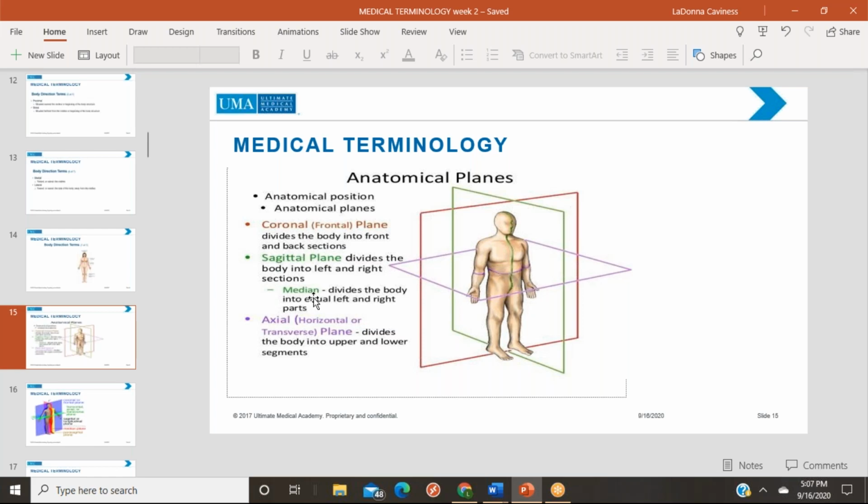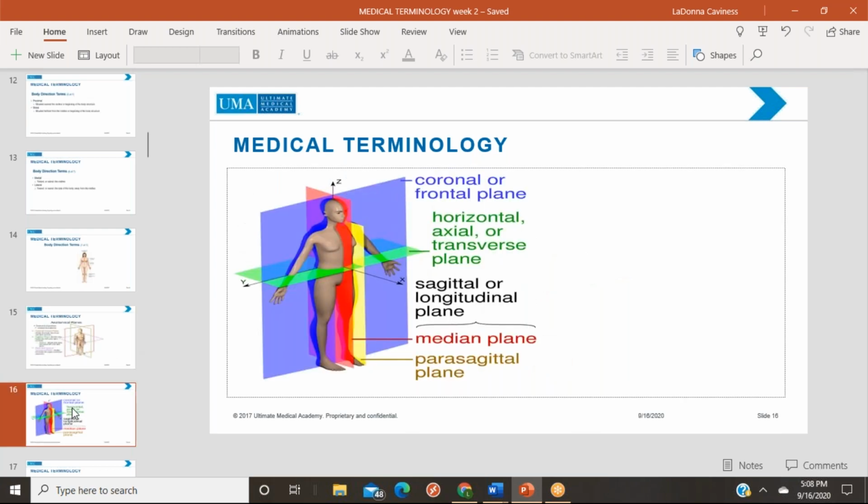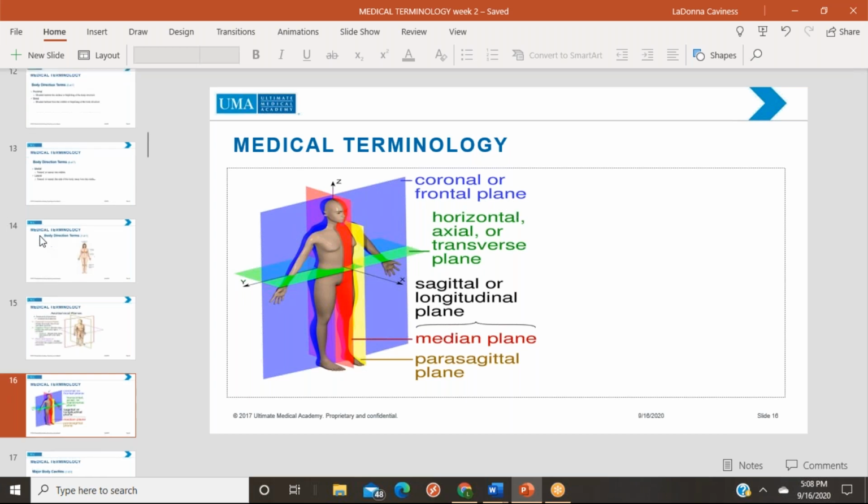Sagittal and median divide the body into equal left and right sections or parts. And coronal, or frontal, divides the body into front and back sections. And here's just another illustration of how the body can be divided using these planes.